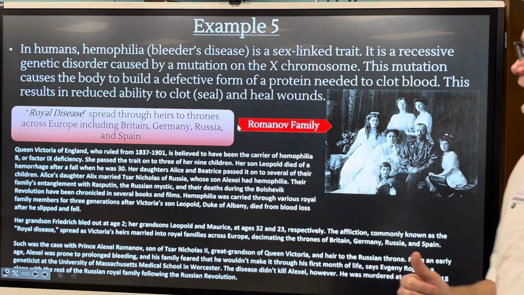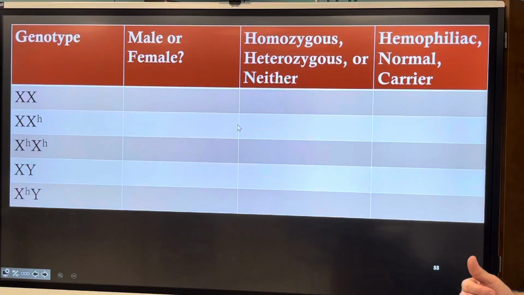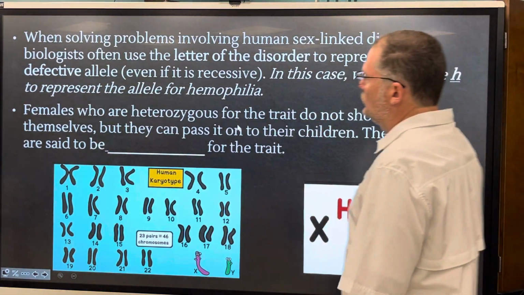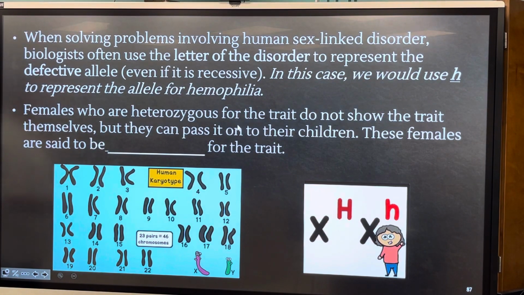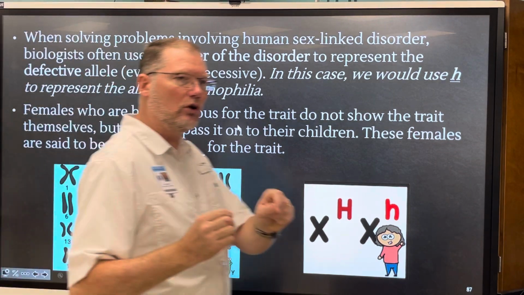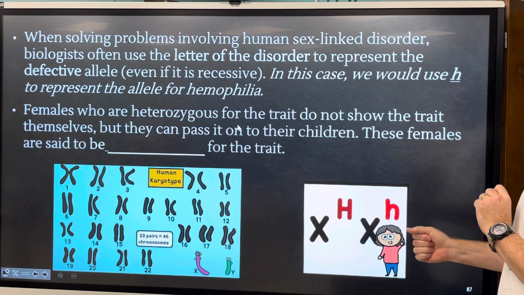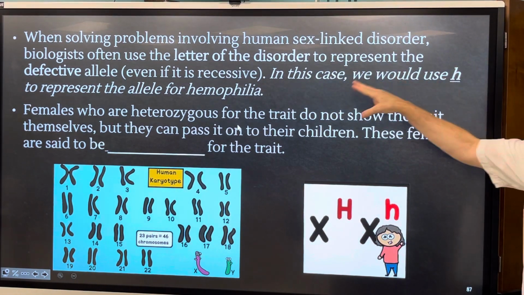how did hemophilia get transferred from one family to the other? And we're going to talk about that on the next slide. Okay, so when solving problems involving a human sex-linked disorder like hemophilia, biologists use the letter of the disorder along with the sex chromosome to represent the defective allele. We would use H for hemophilia.